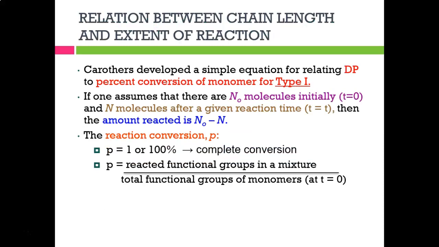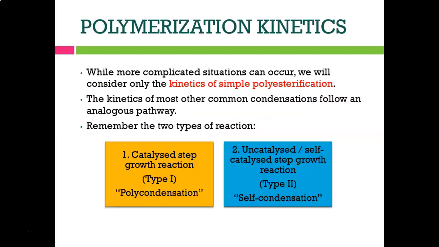Before that, we look at the relation between the chain length and the extent of reaction. Okay, extent of reaction is given by P. Okay, P ni dia banyak nama. Kita boleh panggil dia sebagai extent of reaction, kita boleh panggil dia sebagai reaction conversion. Okay, the characters develop a simple equation for relating DP, which is degree of polymerization, to % conversion of monomer for type 1. So again, what is type 1?